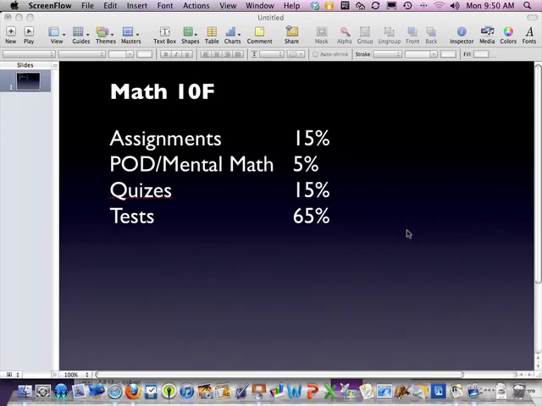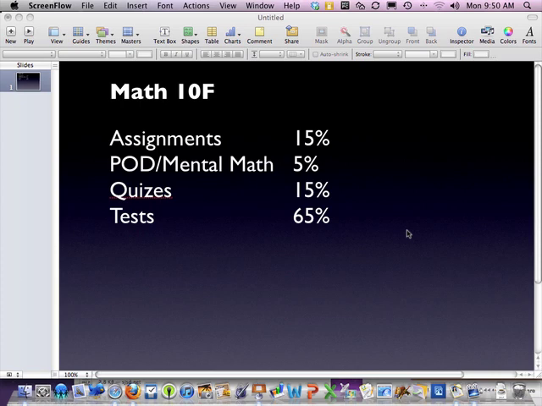In this particular example, I'm going to illustrate the gradebook setup for a course that has no final exam. In this example, Math 10F, let's say, doesn't have a final. Now, the way the teachers set up the course throughout the year is assignments were worth 15%, mental math was worth 5%, quizzes were worth 15%, and tests were worth 65%. So those are the categories at the end of term 1, that's how the mark was calculated.